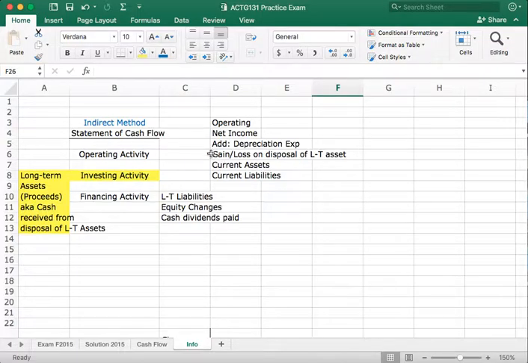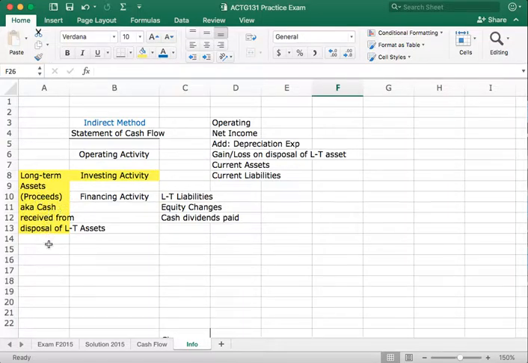I want to clarify some items that I didn't quite make clear the first time around. The gain or loss on the disposal of an asset only includes long-term assets. This could be a long-term investment, a long-term fixed asset, which would be machinery, equipment, or a vehicle, or it could be a long-term intangible asset. If you remember, these are patents, trademarks, and trade names.